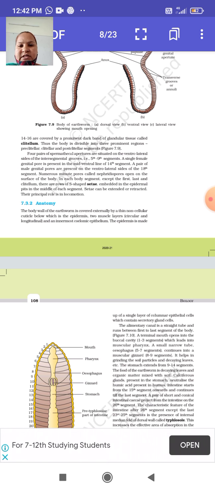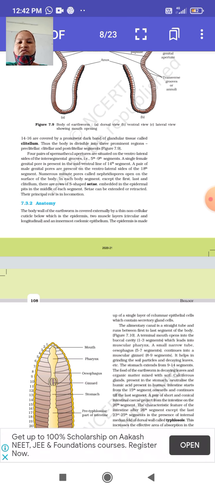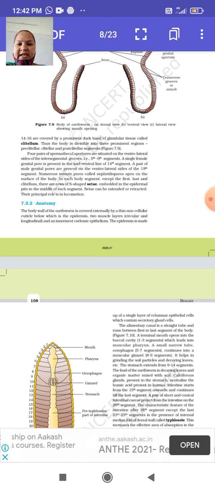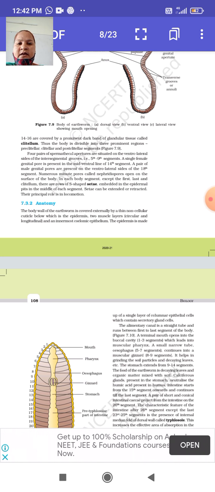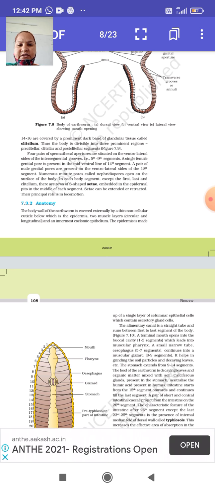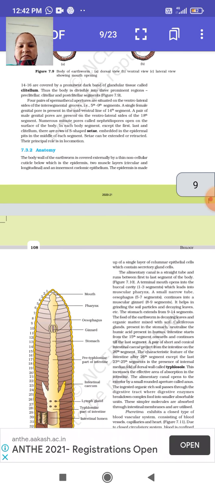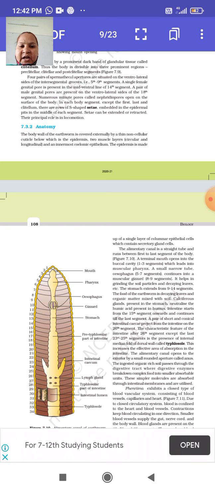Now you know students that the outermost covering or layer present in the earthworm is epidermis. Above epidermis there is a layer of cuticle, and cuticle is basically non-cellular. Now what is the function of cuticle? It is basically providing protection to the earthworm body. Now below epidermis, two muscle layers are there. One is circular and another one is longitudinal, and the innermost coelomic epithelium is also there. Now the epidermis is made up of a single layer of columnar epithelial cells.